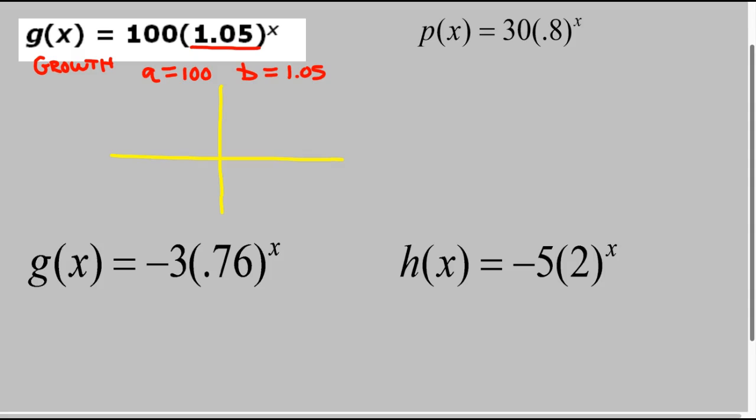And my initial value when x is 0 is going to be up here at 100. So that's like 0, 100. And it's going to be growing. So when I go to the right one, that's going to be 105% of 100, which is going to be 105. And then 105% of 105. And then 105% of 105% of 105, whatever. And it just keeps going up and up and up.